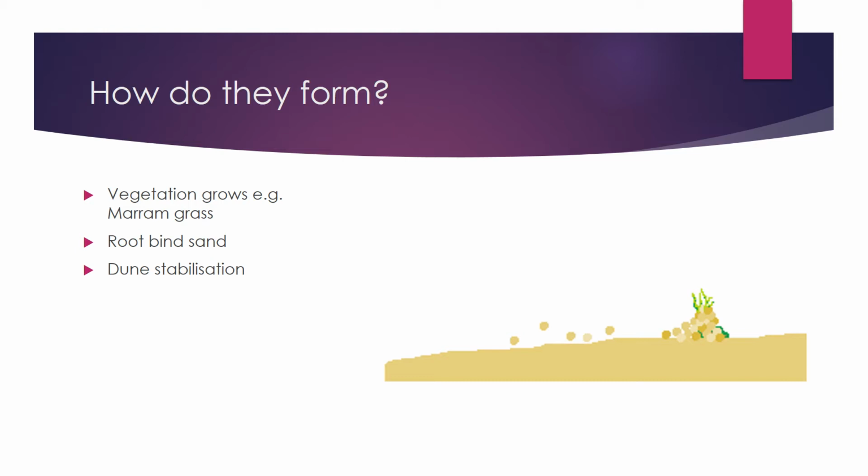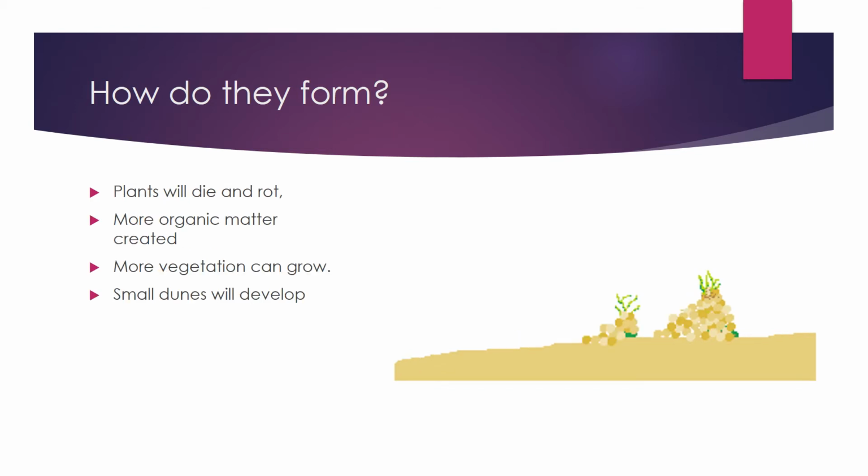Then vegetation such as marram grass starts to grow on these small dunes, and the roots will help bind the sand together. This adds to the dune stabilisation. Eventually the plants will die and rot, leading to more organic matter being added to the sand, which allows more vegetation to grow. New, smaller dunes will start to develop in front of the original dune.